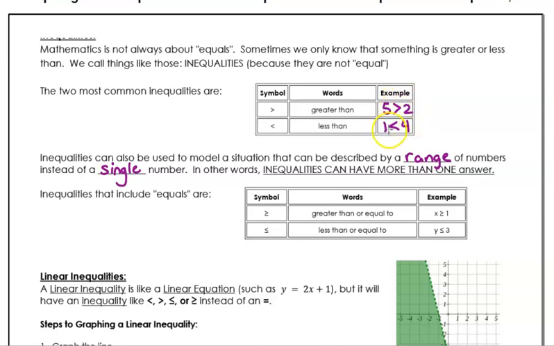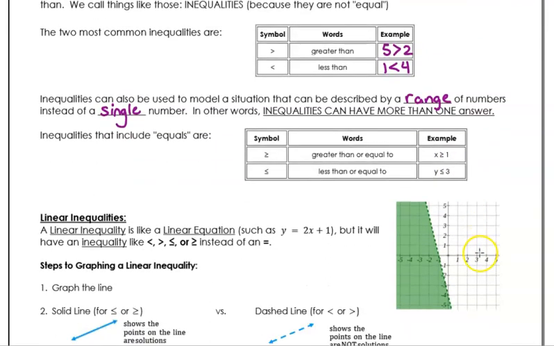But this number could be a whole range of numbers because there's lots of numbers that are less than 4. So when we put a variable on one side, it represents all the possibility of numbers that could possibly be bigger than 1. So say 2 or 5 or 100 or a million. But it could also equal 1. See that little line right there? So x could also be 1. And again, y could be a whole range of numbers less than or equal to 3.